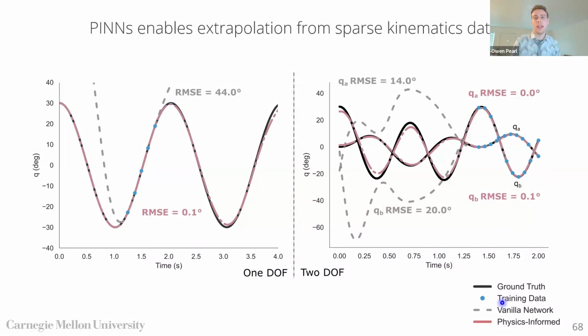If you learn with a vanilla neural network here in gray and try to predict the rest of the domain from that, you get some really crazy extrapolation, similar in this case. But if we embed the multi-body dynamics, even just giving it a few data points and the dynamics is enough to actually accurately predict the rest of the kinematics trajectory. So this is really working, even for systems with coupled equations of motion. So it does enable extrapolation from sparse data.